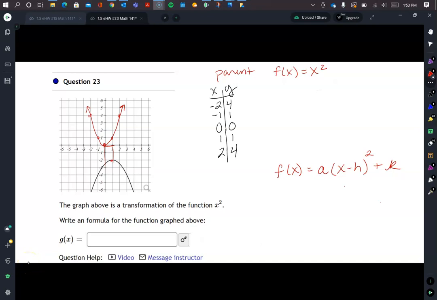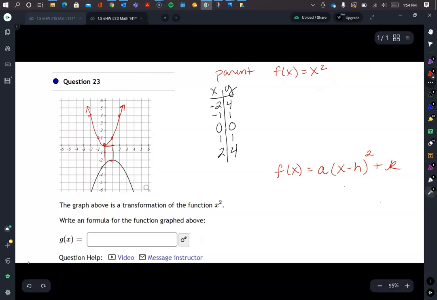This problem is on electronic homework number 23 for section 1.5, transformation. I'm just going to go through it quickly, but one thing you might want to do first is set up what your parent function was. That wasn't drawn in for you on this one, and sometimes having a table just helps you a little bit. So I've done that over here. It's up to you how you want to look at that.